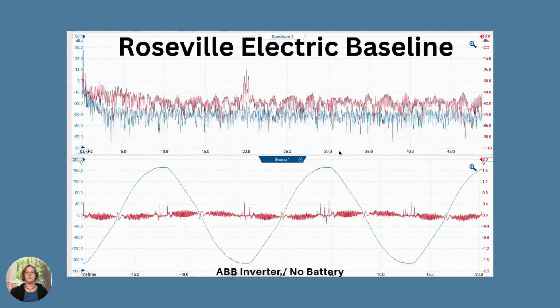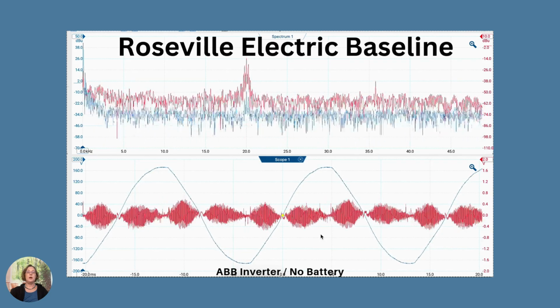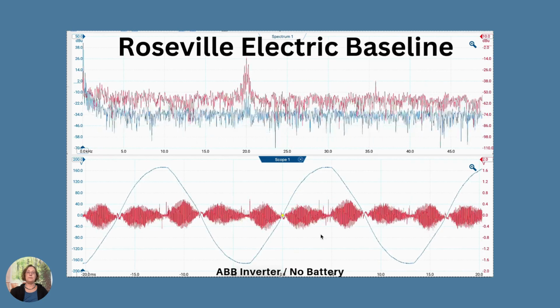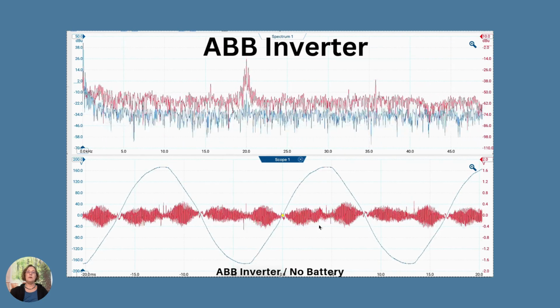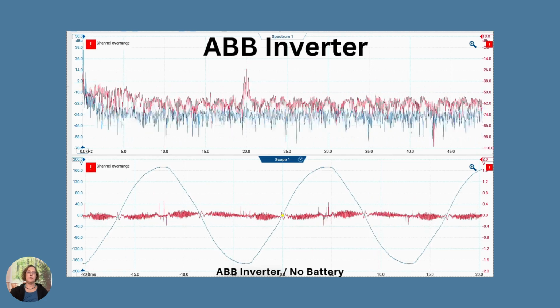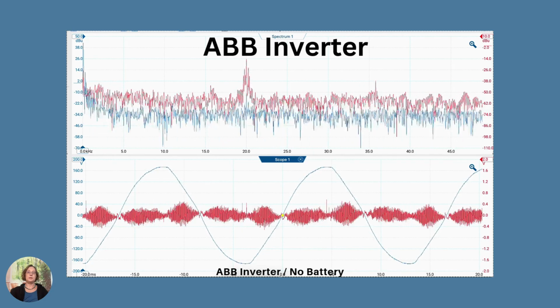This system is in a smart tract home neighborhood where all of the neighboring homes also have solar. Perhaps this is why it's dirtier power. It's hard to say. Now I'm measuring this ABB inverter. It's not very different from the baseline, but again, all the neighboring homes have the same system. The filter does clean it up.